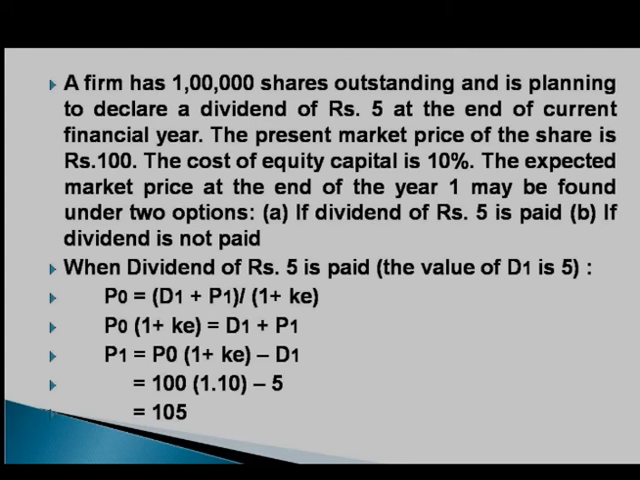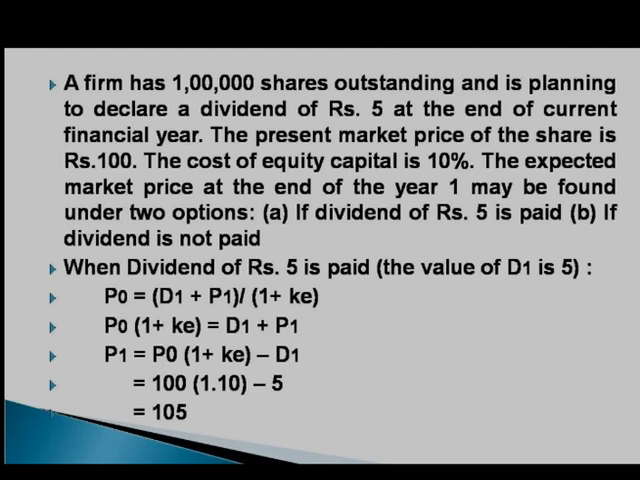So here is the formula. P0 is equal to D1 plus P1 divided by 1 plus KE. P0 is 100, the present market price of share. KE given in the question is 10%. D1, the dividend, is rupees 5. If we put all those figures in the formula, we get P1 equal to 105, meaning the market value of share is 105 when we distribute dividend.